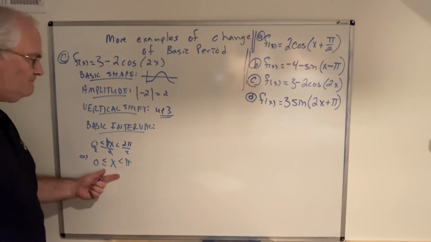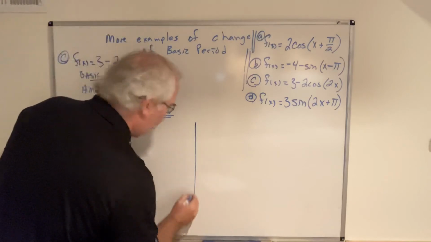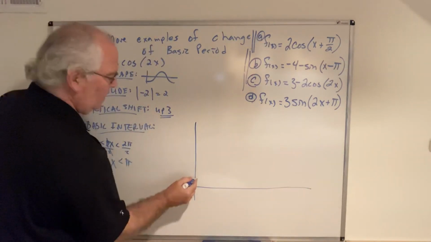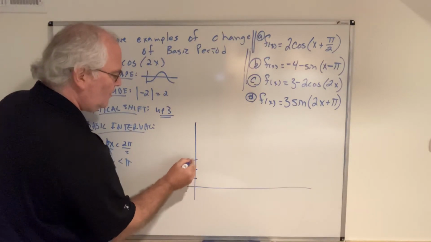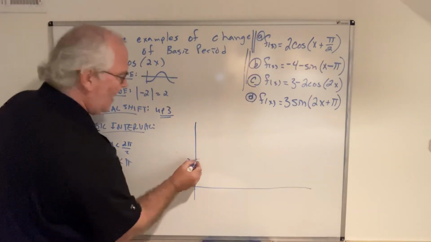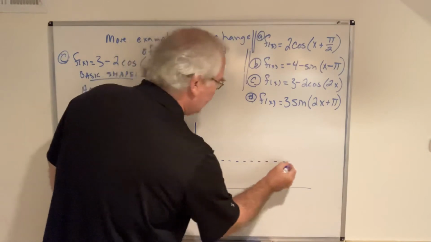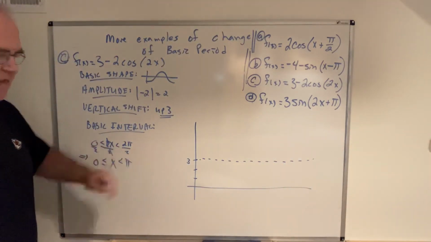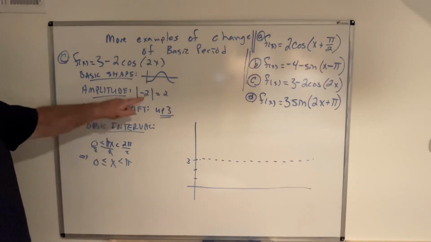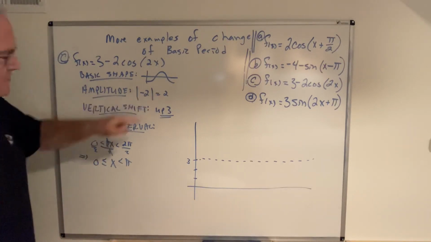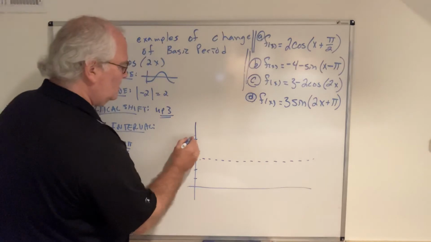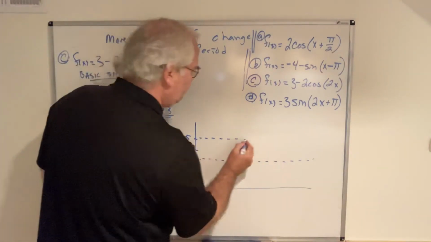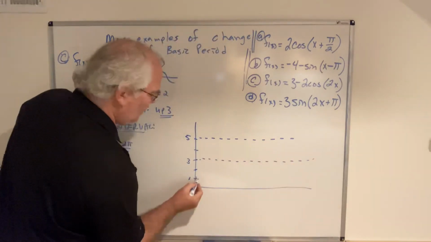All right? So let's see, here's my graph. I need a vertical shift of 3. 1, 2, 3. And that is now the axis of the graph. That is now the axis of the graph. That's the center axis of the graph. The amplitude is up and down 2. 1, 2, so there's 5. 1, 2, so there's 1. The peak line is at 5. The trough line is at 1.